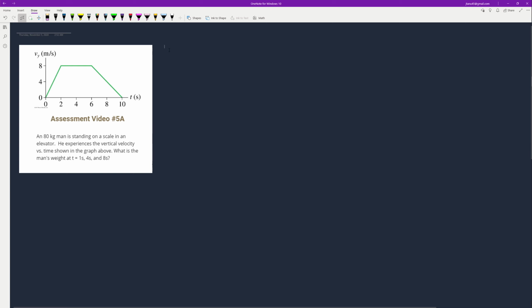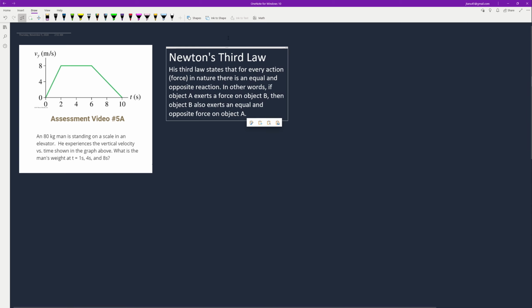And so the way we can approach this problem is by thinking about it conceptually with the help of Newton's third law. Newton's third law states that for every action in nature, there's an equal and opposite reaction. So if object A exerts a force on object B, then object B will also exert an equal and opposite force on object A. We can visualize this by drawing a free body diagram. What we have here is an elevator, with us standing inside of it.